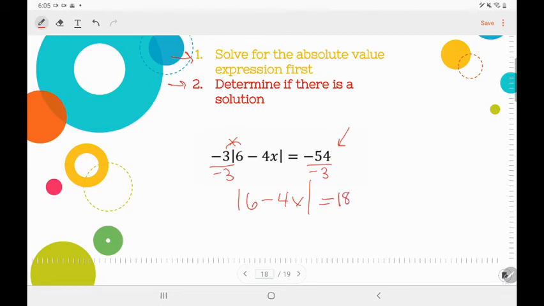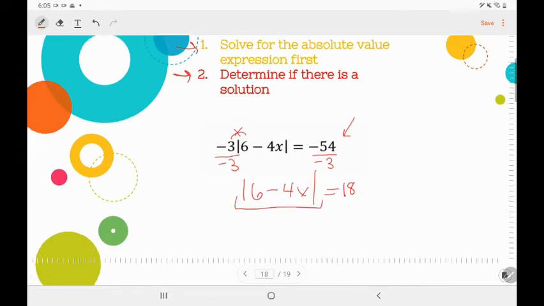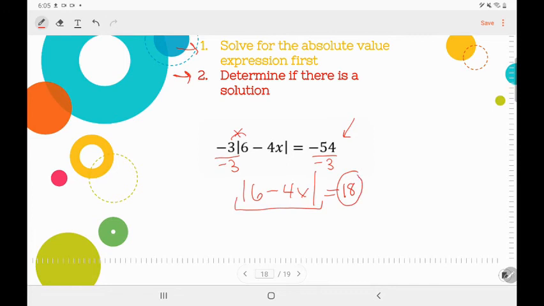Now, here's what I'm going to do. Since my absolute value is solved for, I'm going to now determine if there's a solution. I'm going to come over here. Can the distance away from 0 be a positive 18? You bet. The number could either be 18 or -18 to give me a distance of 18. Now, don't forget that this absolute value is not a 1. Sometimes we fall into the trap of reading it that way.